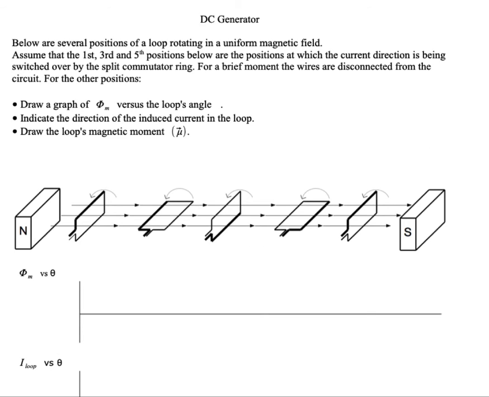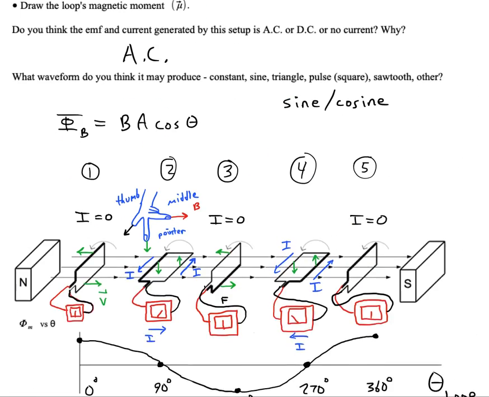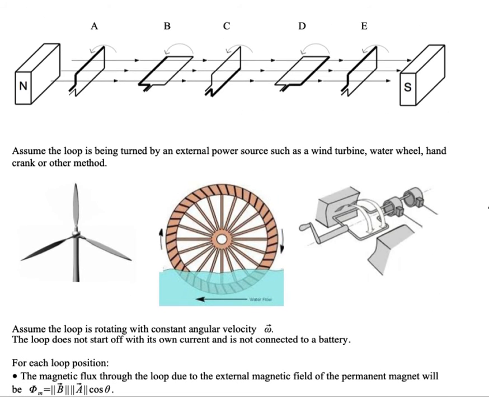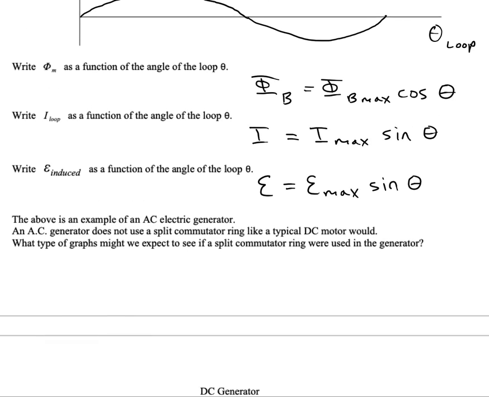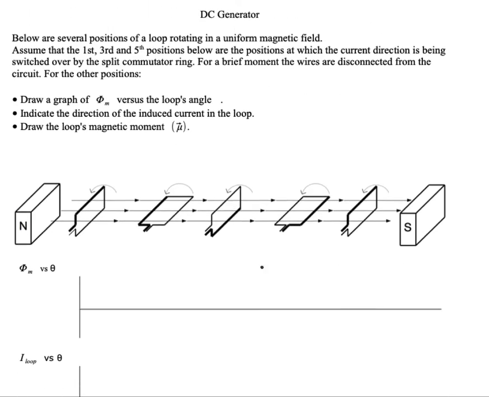In order to start to create a DC type of electricity, one thing we can do, we can use a different type of ring setup. Here we have two rings where one ring is always in contact with a certain side of the rotor and the other ring is always in contact with the other side. If instead we use a split commutator ring, then what we can do is we can stop the direction of current from switching.